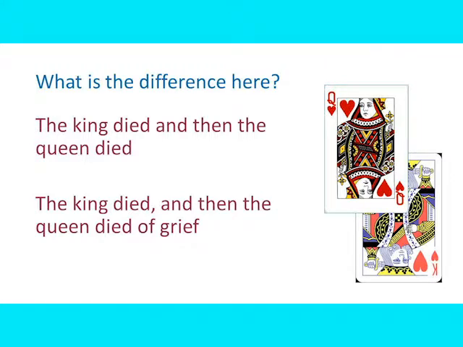In order to differentiate plot from what he calls just story, Forster gives an example that has since become famous, almost a cliche. The king died and then the queen died is just a story. The king died and then the queen died of grief is a plot. Take a moment to think about what the difference is between the king died and then the queen died, and the king died and then the queen died of grief.